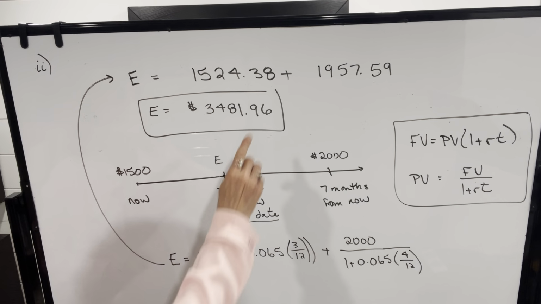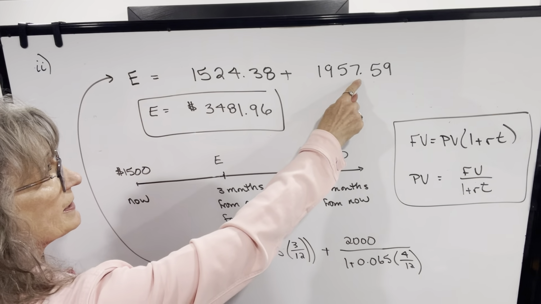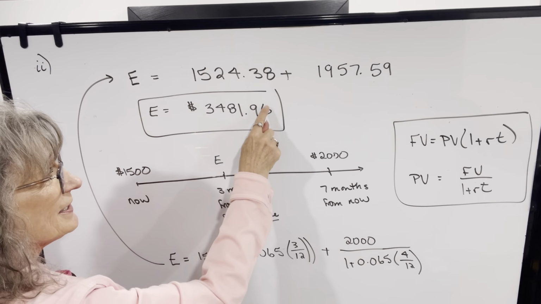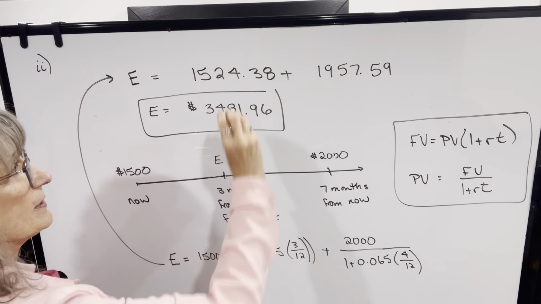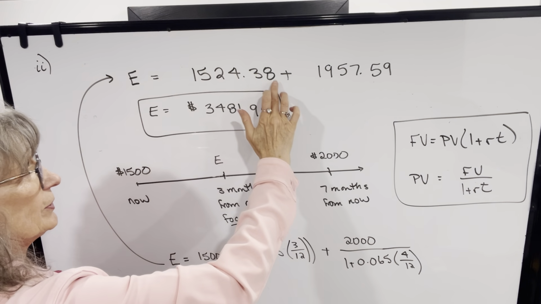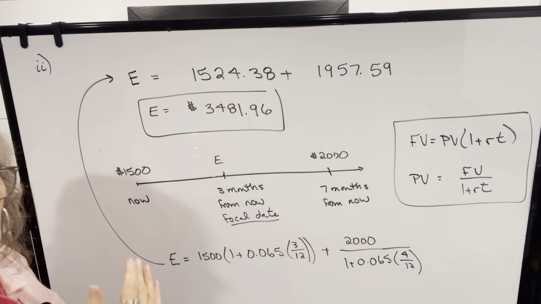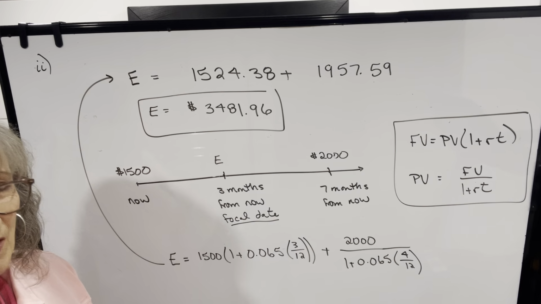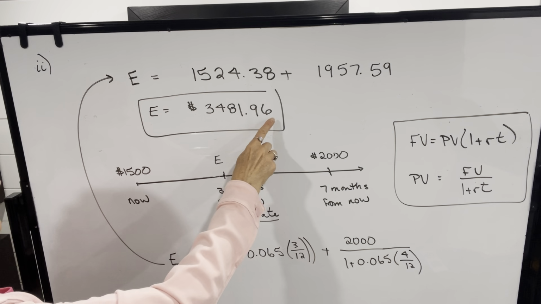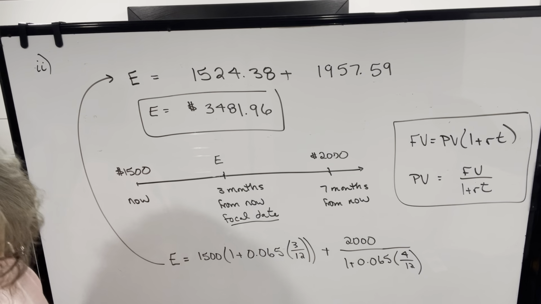When I add those together, I get a total of $3,481.96. Now you might notice if you were to add this number and this number, it would equal 97, not 96. That's because I've written this down and rounded it off. I've written this down with the rounded off value, but when I am actually doing my calculations, I'm keeping everything on my calculator and I only round off when I get a final answer.